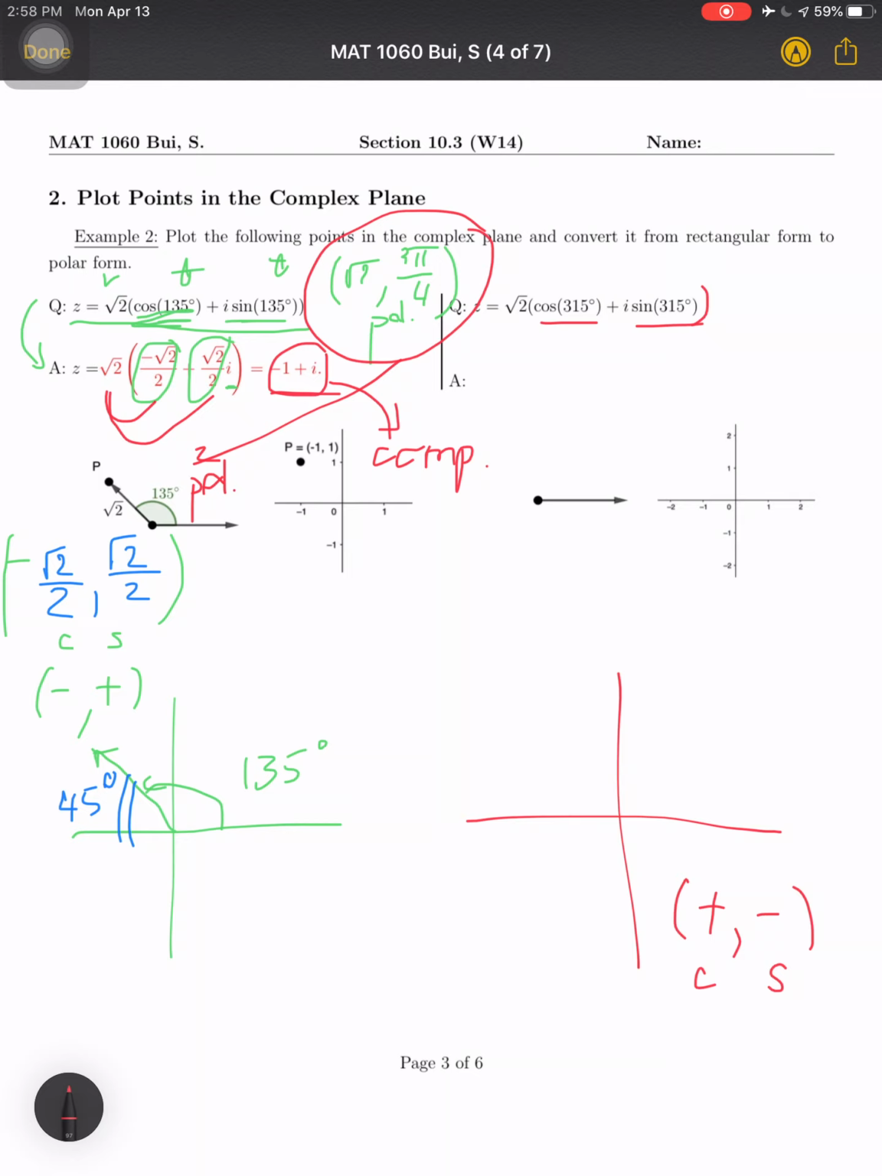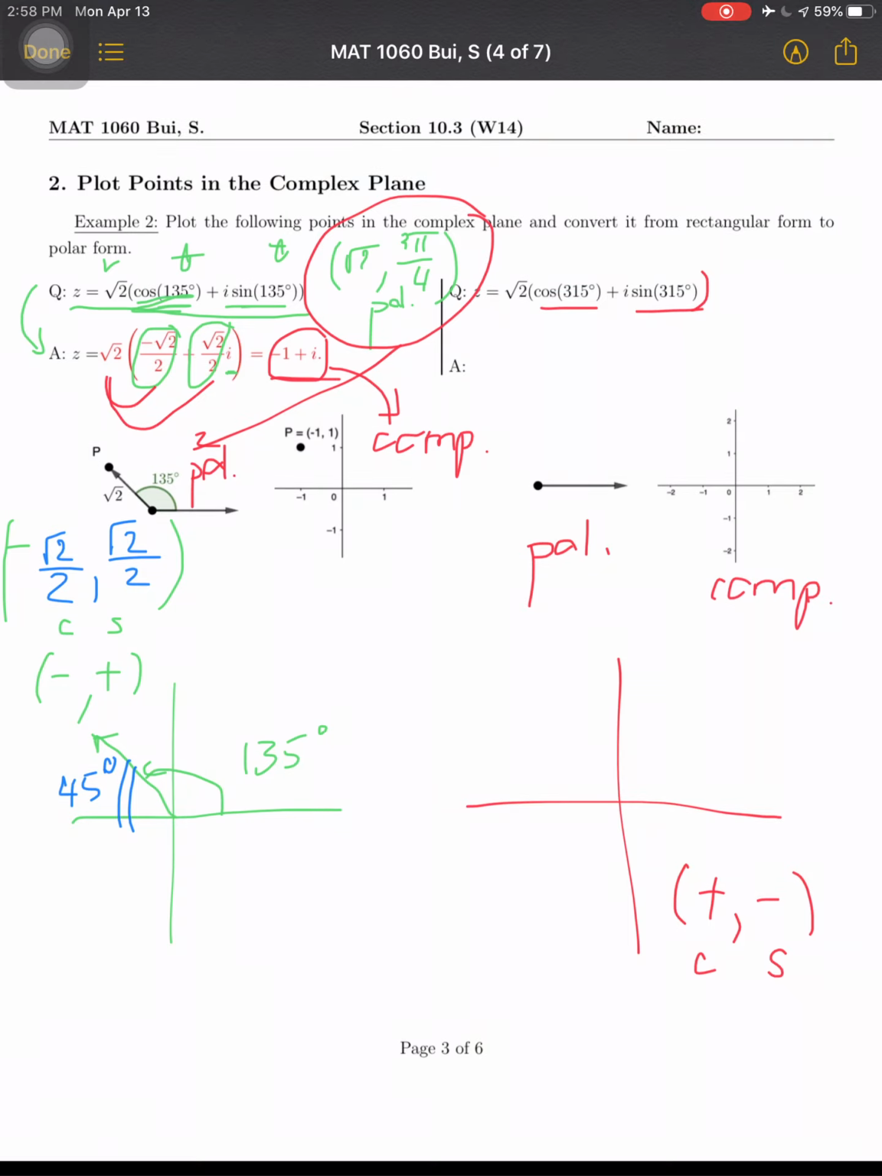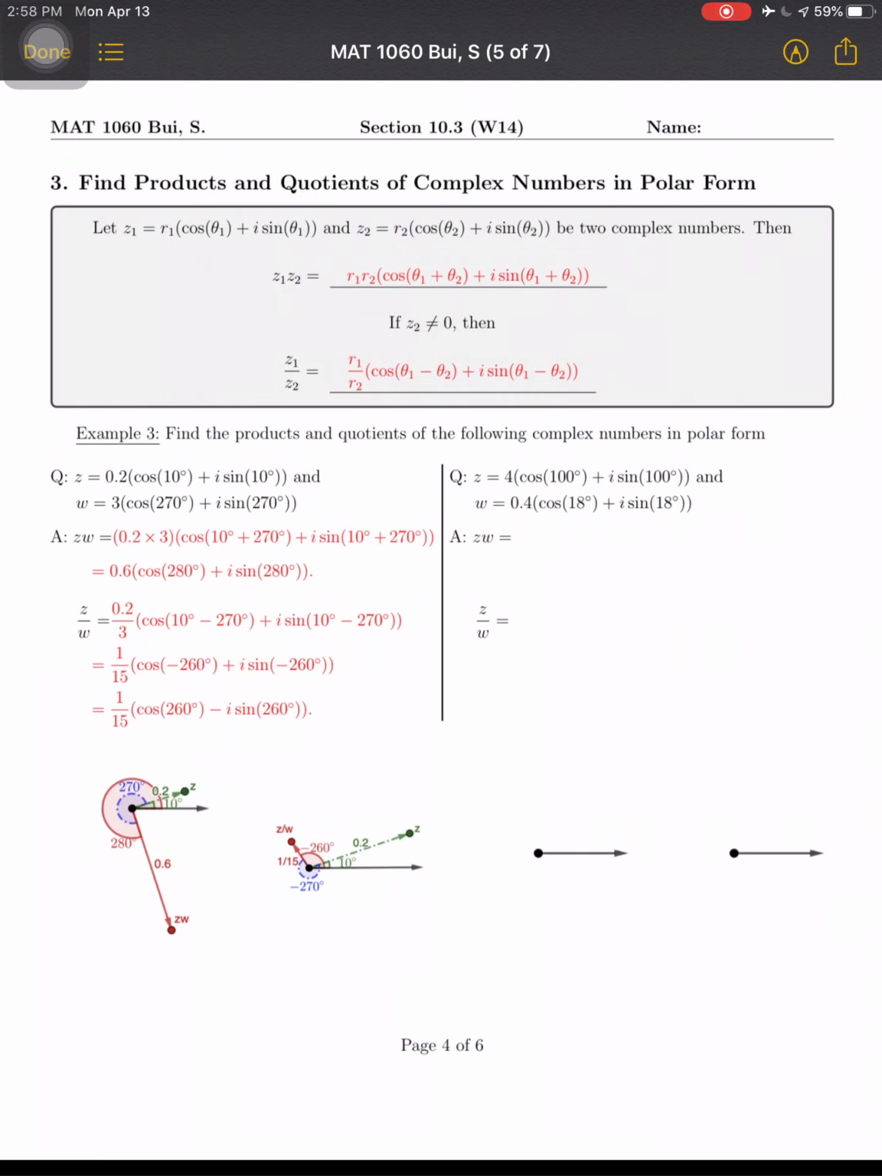Okay, and after that, make sure you draw out the two diagrams in here, one in the polar system and the other in the complex plane, to double check whether your two points end up in the same quadrant or not, to double check whether your answer is right or wrong, okay? So number 2 is pretty easy, I think, compared to number 1 at least.